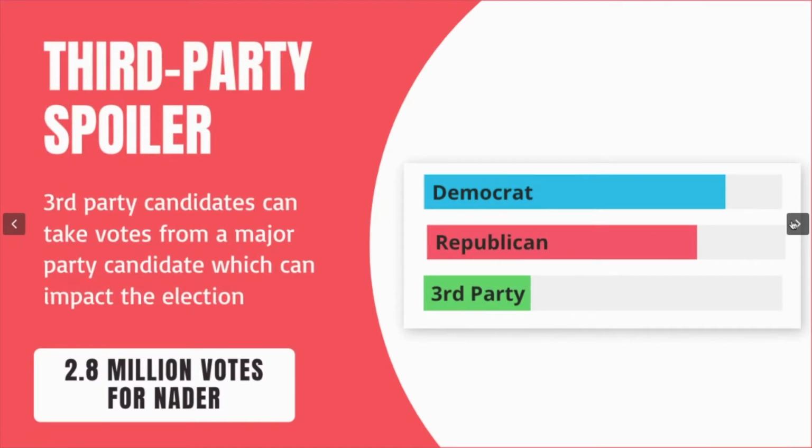We don't often see third parties make it all the way to the presidential election, and one reason for that is because third-party candidates can be seen as spoilers, and hey, that is a vocab word, so you should write this one down. A third-party spoiler is someone who takes votes away from a major party candidate, which can then impact the election. So for example, in the 2000 election, Ralph Nader got 2.8 million votes. If he didn't run, those millions of voters would have had to pick a different candidate, either Republican or Democrat. And this could have changed the winner because the 2000 election was so close.